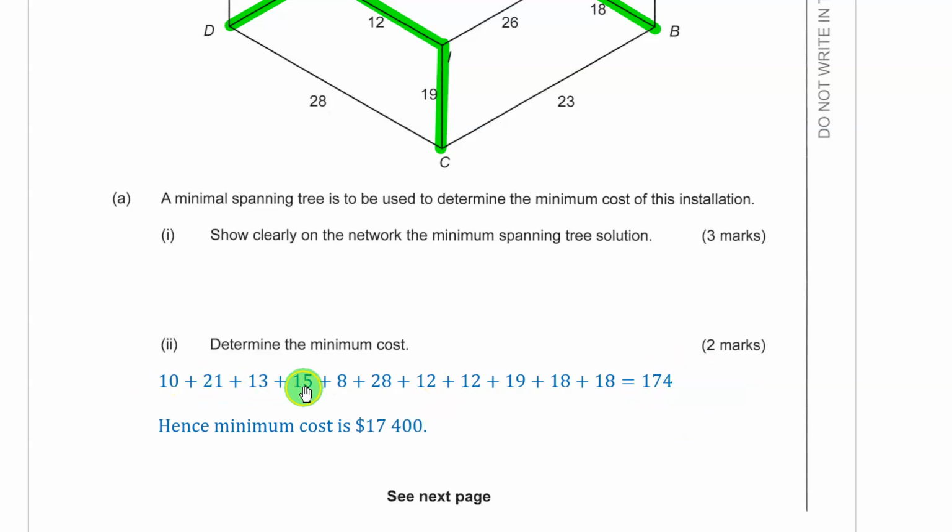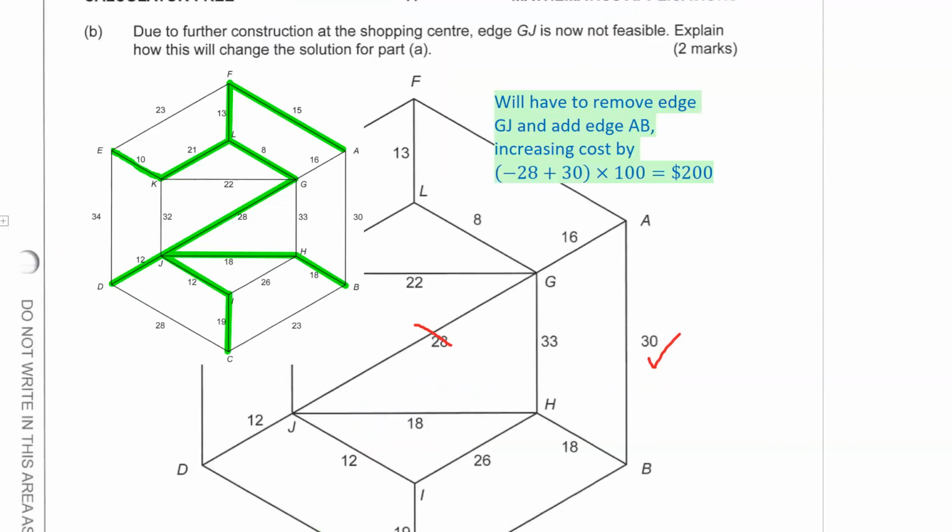So again, we've got some fairly daunting arithmetic to go through here to make sure, but there's always things we can do. Look for numbers that pair up and make our adding easier, like 28 and 12 add up to give 40, cross them off. 12 and 18 add up to 40, cross them off. 19 and 21 add up to 40, cross them off, and kind of work your way through to getting your 174, and then multiply by the 100, the minimum cost 17,400. Then I think we carry on over the page, part B.